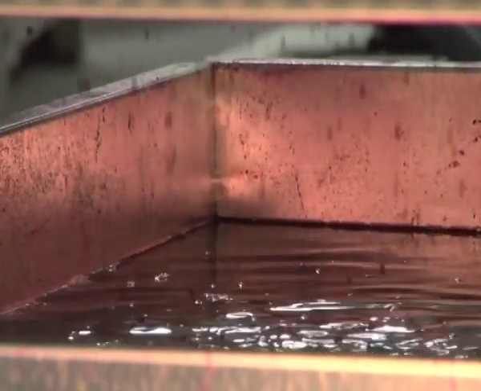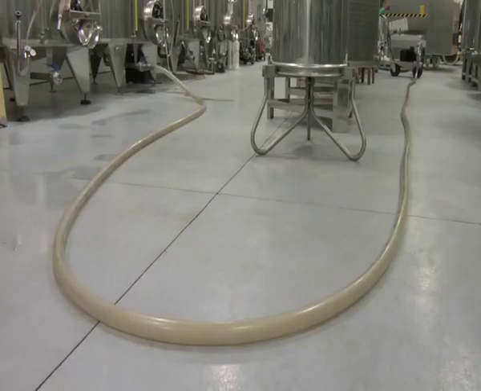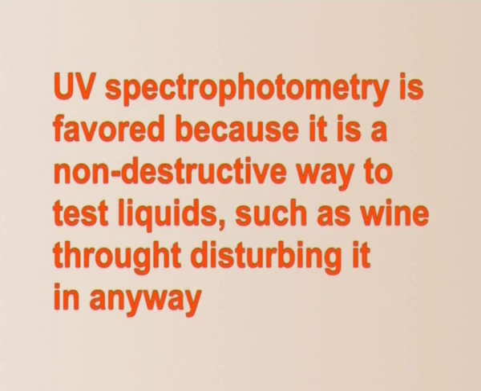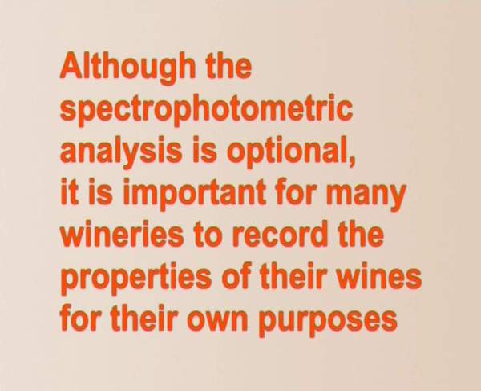A laboratory for analysis is a basic essential in most wineries today to allow wine to be tested and analyzed for taste and quality. Spectrophotometers can be used throughout the process to perform a more specific enzymatic analysis. UV spectrophotometry is favored because it is a non-destructive way to test liquids such as wine without disturbing it in any way. Although the spectrophotometric analysis is optional, it is important for many wineries to record the properties of their wines for their own purposes. Some of the factors that are evaluated are the hue and color intensity of the wine.